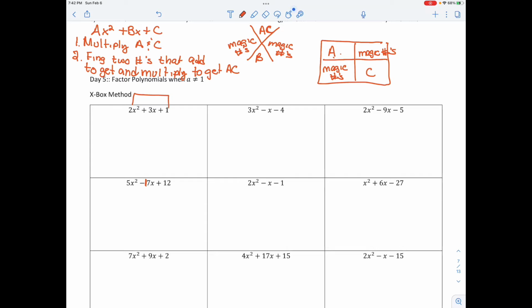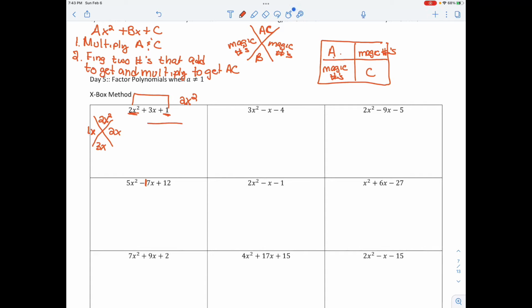So let's start with this first problem. We're going to multiply a times c, and what do we get? We get 2x squared when I multiply a times c. So in my x, I'm going to put ac, which is 2x squared. Then in the bottom, I'm going to put b, which is 3x. Now I have to ask myself, what two numbers can I multiply to get 2x squared and add to get 3x? Well, there's not much choice here. To multiply to get 2 is only 2 and 1. So I have 2x and 1x.